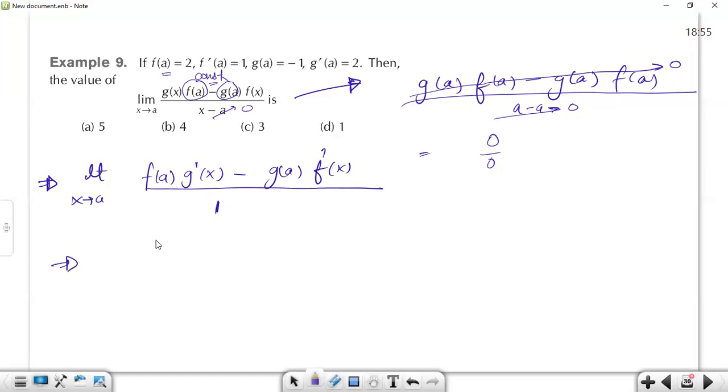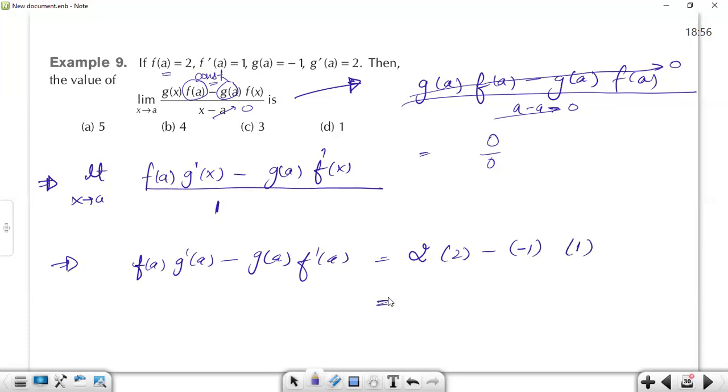So now if we substitute x with a, we get f of a into g dash of a minus g of a into f dash of a. F of a is given in the question, 2. G dash of a is 2. Minus g of a is minus of -1. What is f dash of a? It is 1. So the minus minus will cancel each other. 4 plus 1 comes out to be 5, which is our option number A.